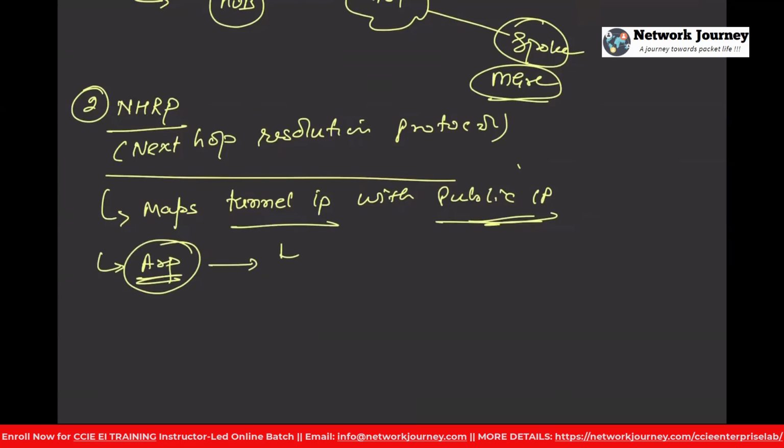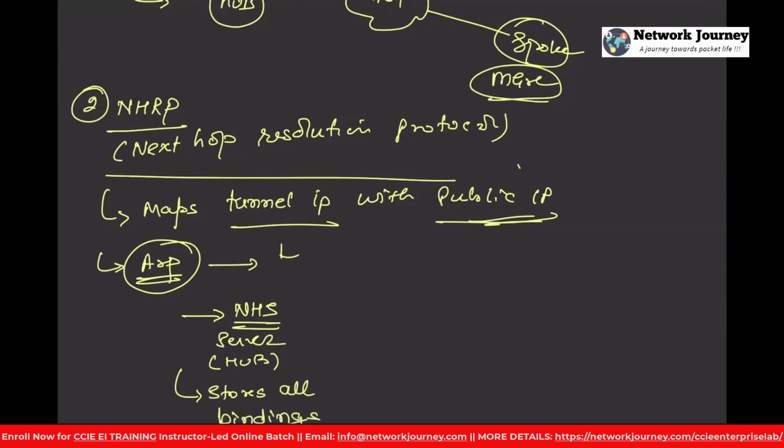So here you will have two things. One is the next hop server, which is going to be your hub router, which stores all the bindings. And another one is the next hop client, which is going to be your spoke, or I can say site, which is going to query the next hop server to get the other client's public IP.